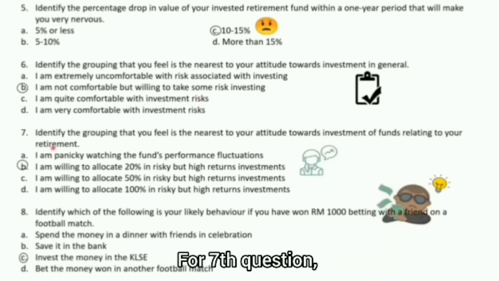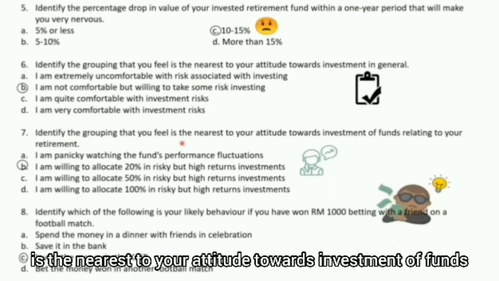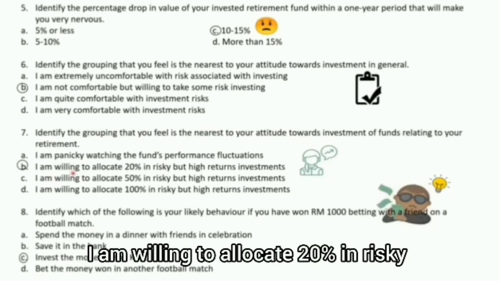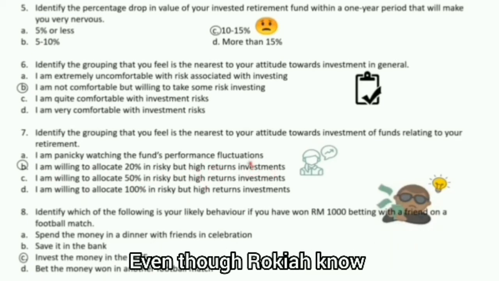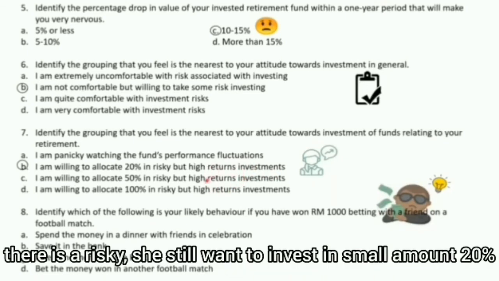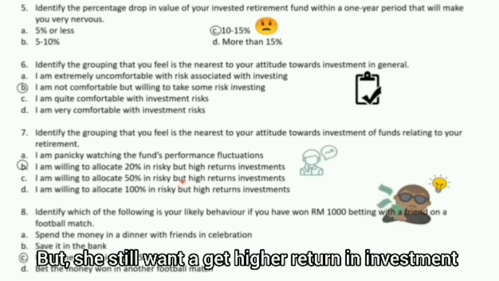For the seventh question, identify the grouping that you feel is the nearest to your attitude toward investment of funds. I am willing to allocate 20% in risky but high return investment. Even though Rokia knows there is a risk, she still wants to invest a small amount, 20%. But she still wants to get a high return on investment.